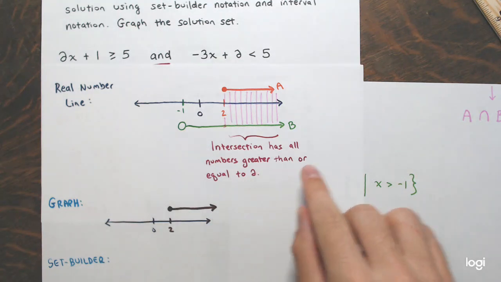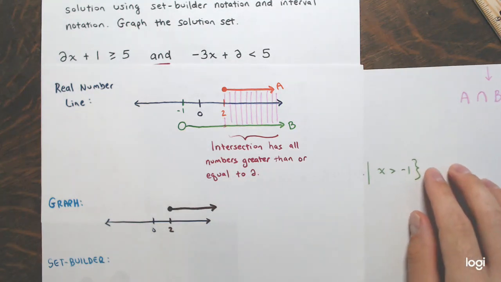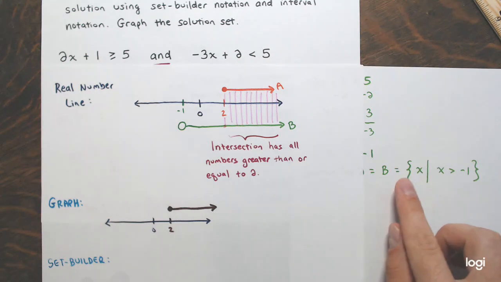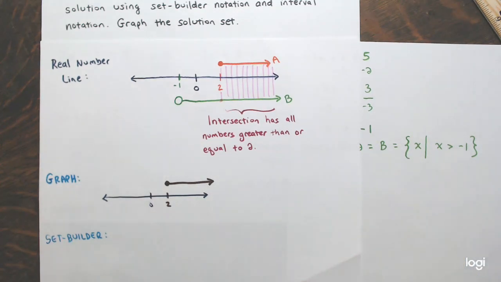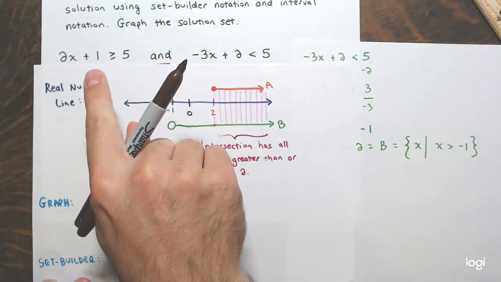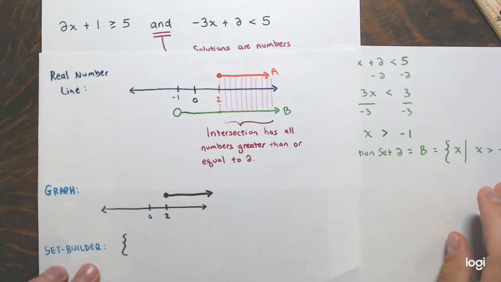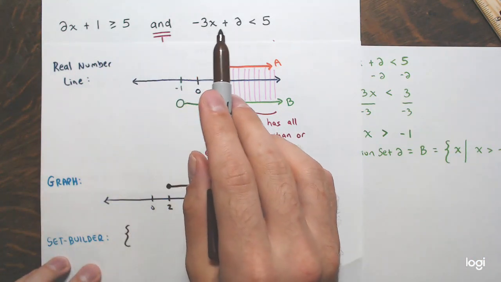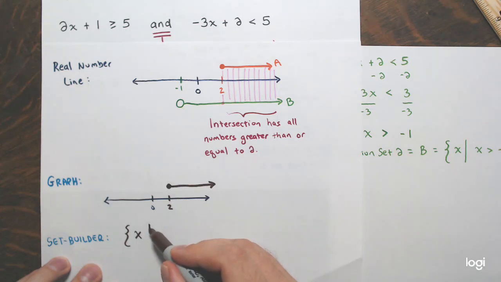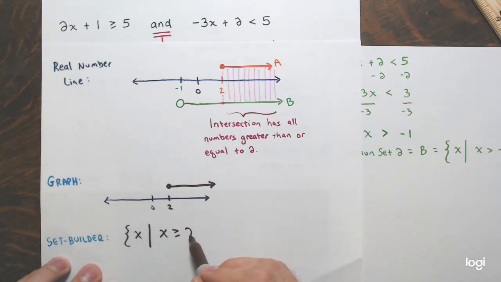So that's the intersection, A intersect B, and this is set builder notation, like what I have over here for set B. All right, this is called set builder notation. So the solutions of this compound inequality that we started with, 2x plus 1 is greater than or equal to 5 and -3x plus 2 is less than 5. Well, the variable is x, so the solutions are all real numbers x such that, little bar, and then the conditions, x is greater than or equal to 2.